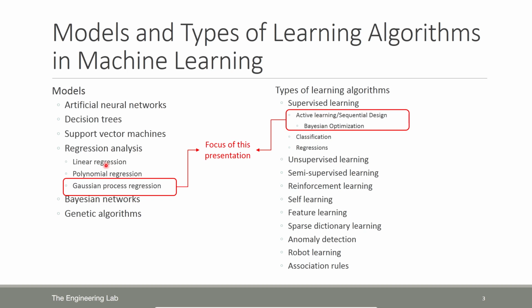Now, in terms of models, the models, remember, are used to predict the outputs of your finite element program. There are a lot of different models available, but here we're going to be focusing on just the Gaussian process regression method of generating your model.